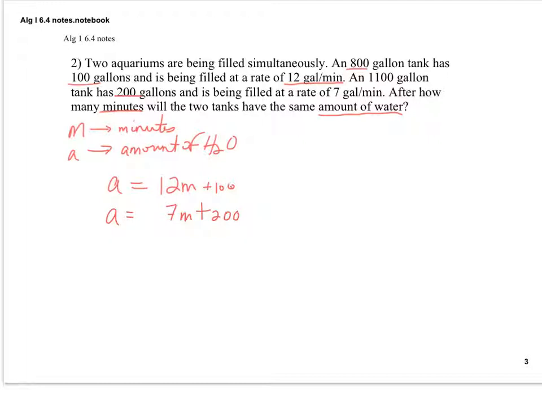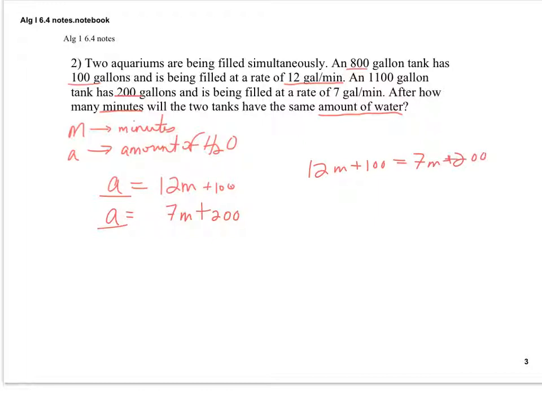On these, I also need to make a decision on what method I'm going to use in order to solve it. And I'm again going to choose the method of substitution. I'm trying to figure out when these two tanks are going to have the exact same amount of water in them. And I know what A is equal to there and what A is equal to there. So I just need to set these two equations equal to each other. So I've got 12M plus 100 is equal to 7M plus 200.